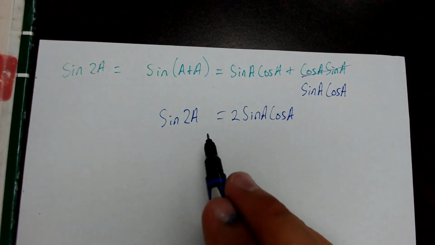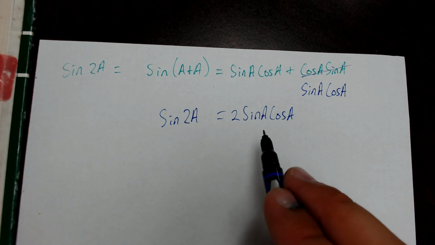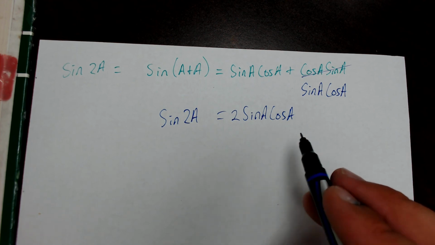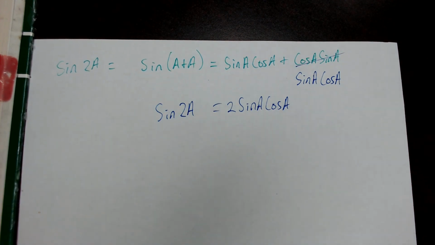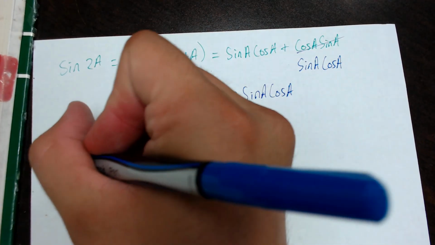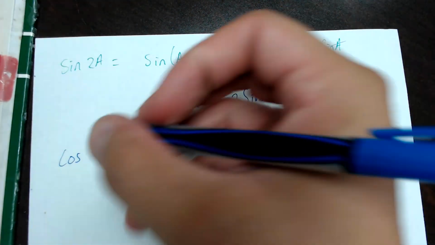The double angle identity is going to equal 2 times the sine of the angle times the cosine of the angle. So this is our double angle identity. This is how we create it. And that's for sine. Now let's go to cosine. Cosine is going to be the same concept. I went from green to blue, I'll go from blue to green in this one.